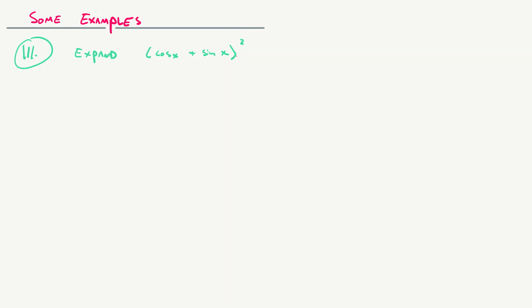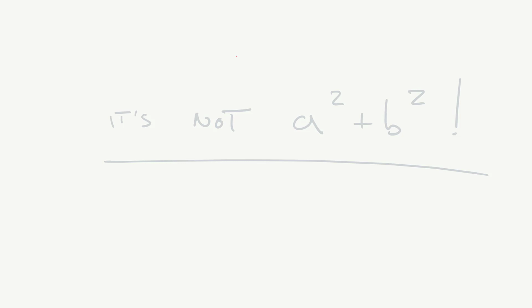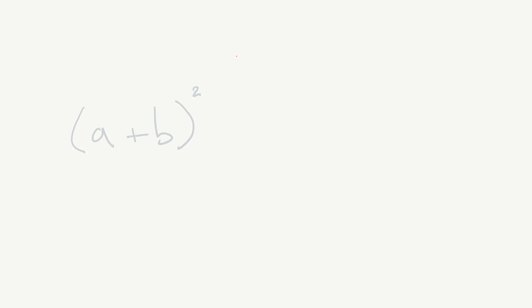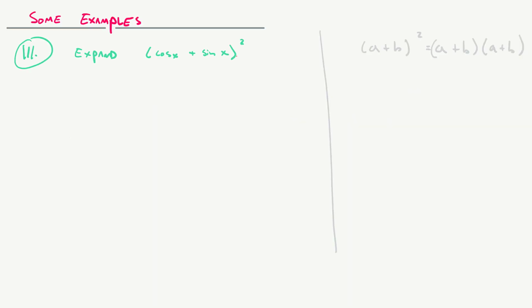Here's another cool thing we can do with identities. Let's say we want to expand this thing, so actually multiply this thing out. Before we do that, I'm just going to recap real quick algebraically what happens when you square a binomial. So a plus b squared is certainly not a squared plus b squared. Listen, a plus b quantity squared is not equal to a squared plus b squared. Instead, it's a plus b times a plus b. That's what happens when you square something.